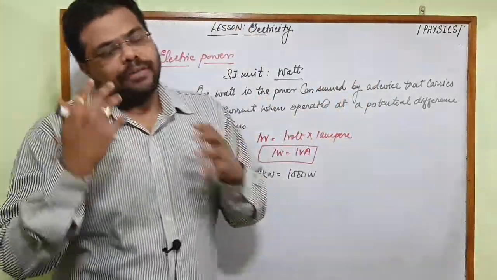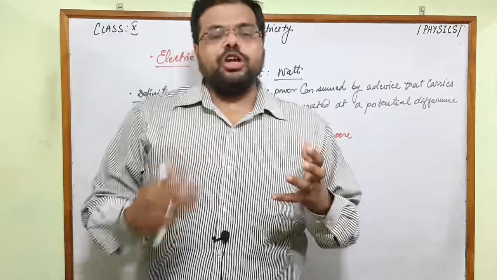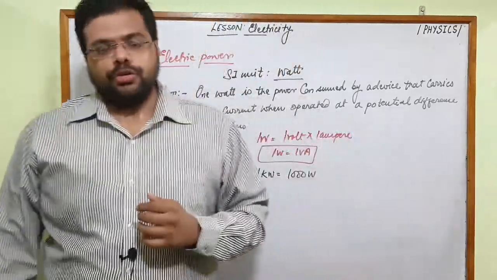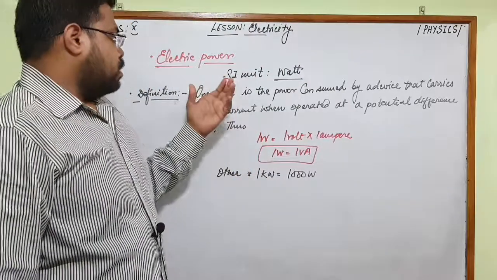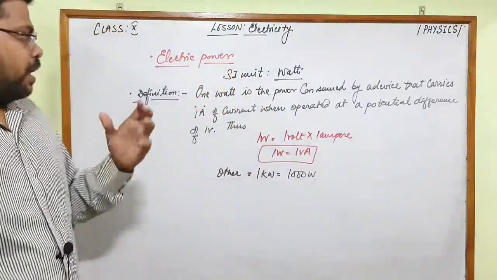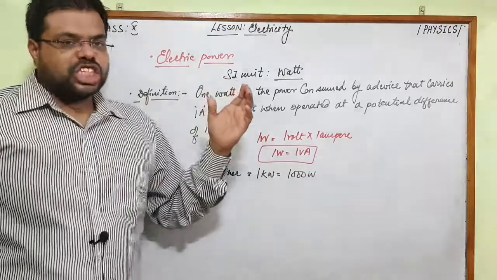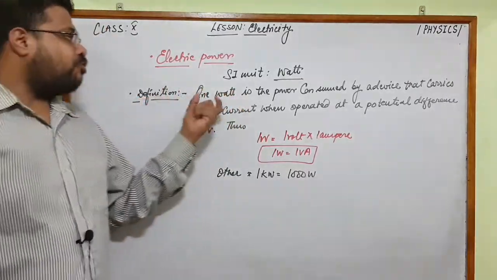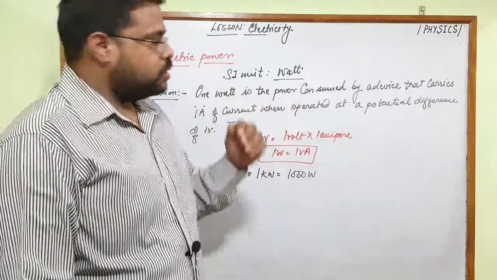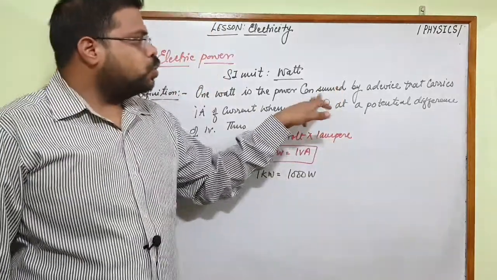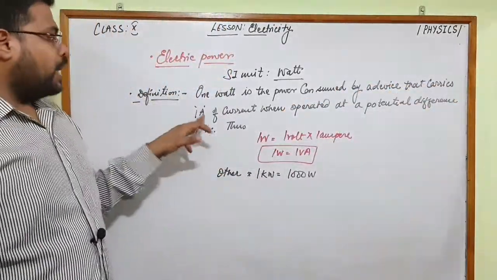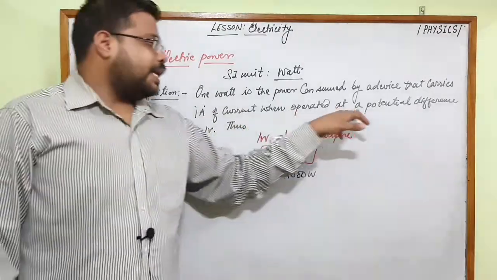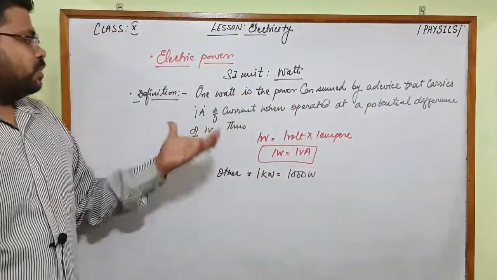Now after the definition of electric power, we can define the SI unit of power. The SI unit of electric power is watt. When we go through the definition, 1 watt is the power consumed by a device that carries 1 ampere of current when operated at a potential difference of 1 volt.